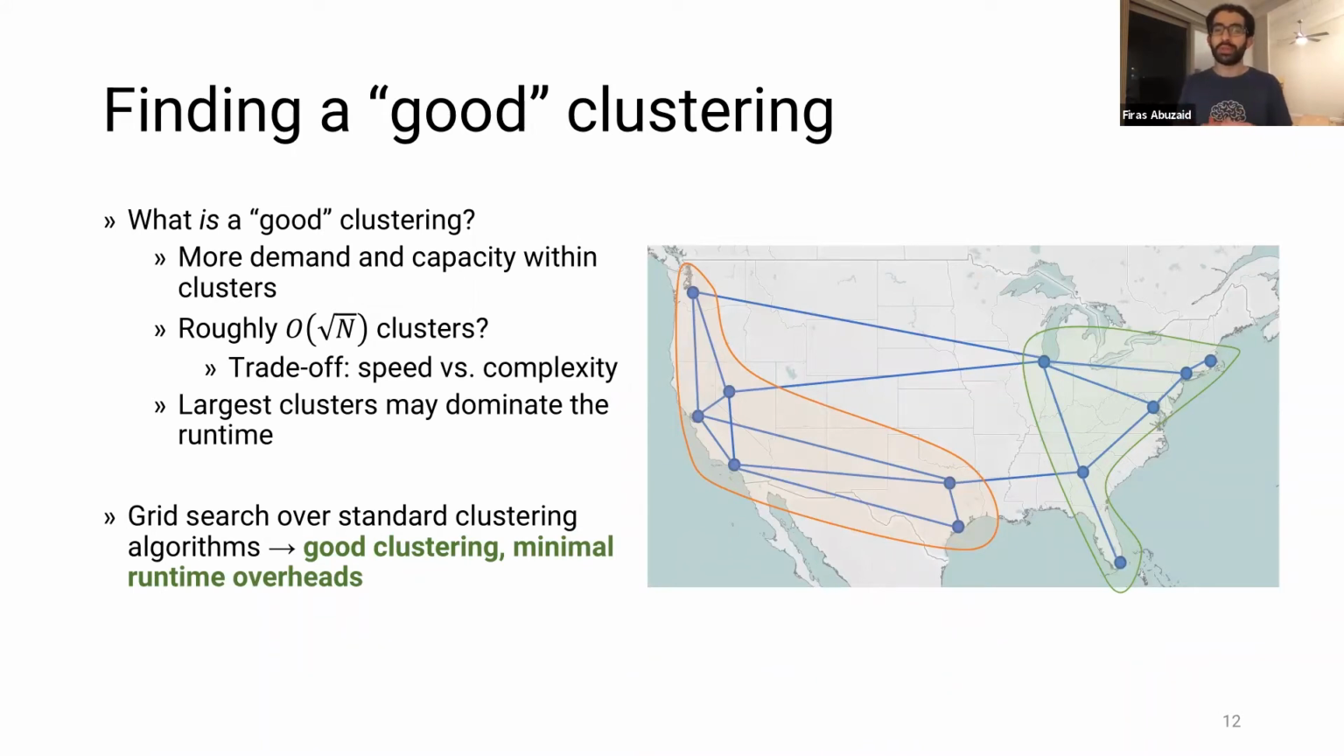There's also this question of how many clusters we should use. And in our experiments, we observed that roughly square root of n, where n is the number of sites, typically captured a good trade-off between speed and complexity. Moreover, we found that computing a good clustering is actually quite tractable. We can use standard clustering algorithms combined with a simple grid search to find a good clustering with minimal runtime overheads. And you can find more details of that in our paper.